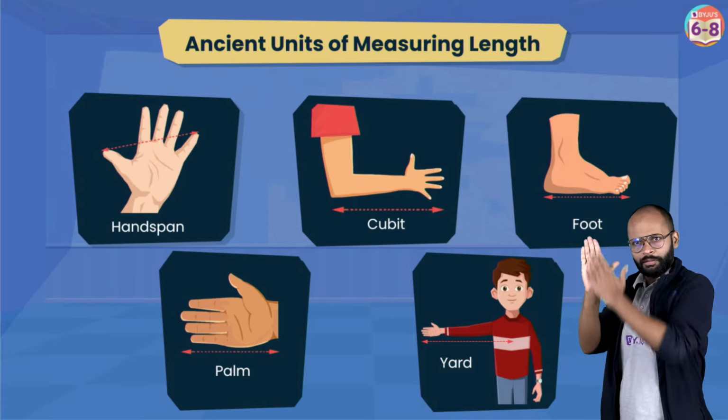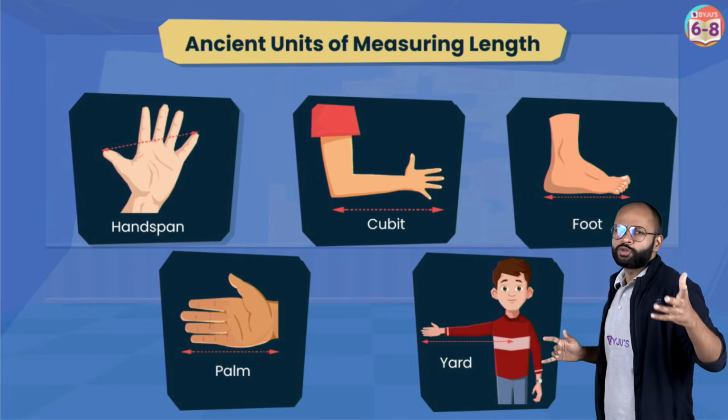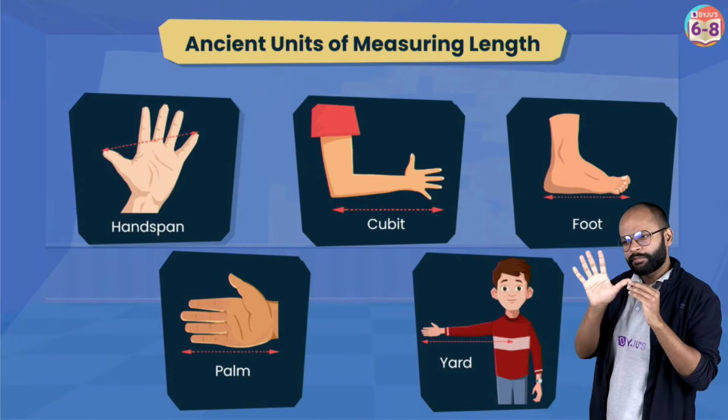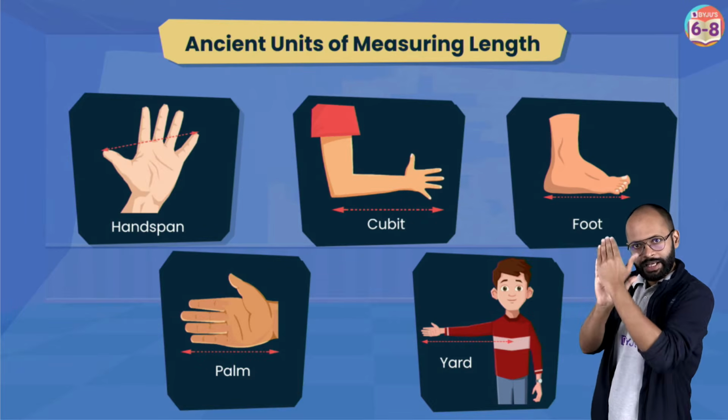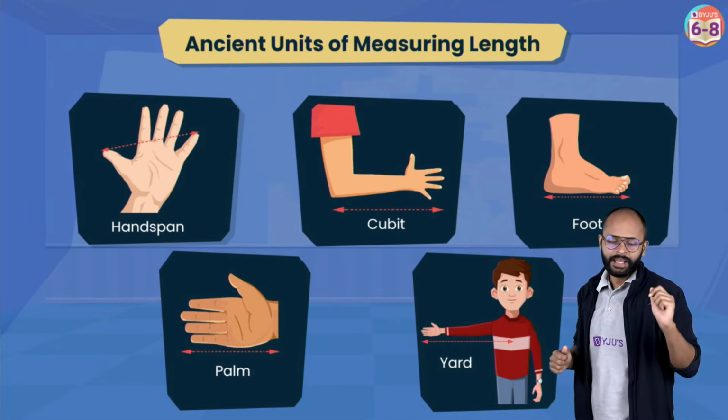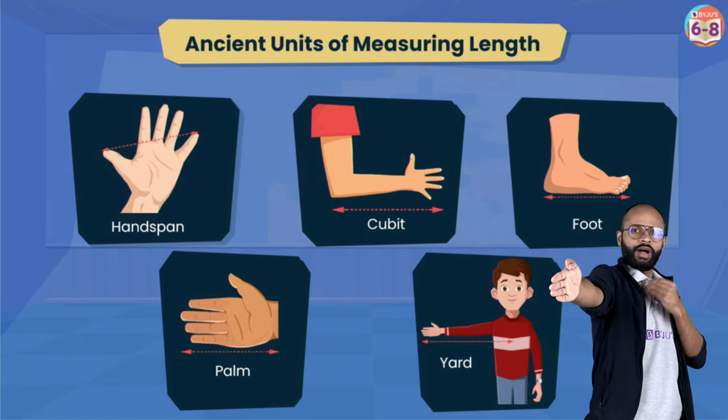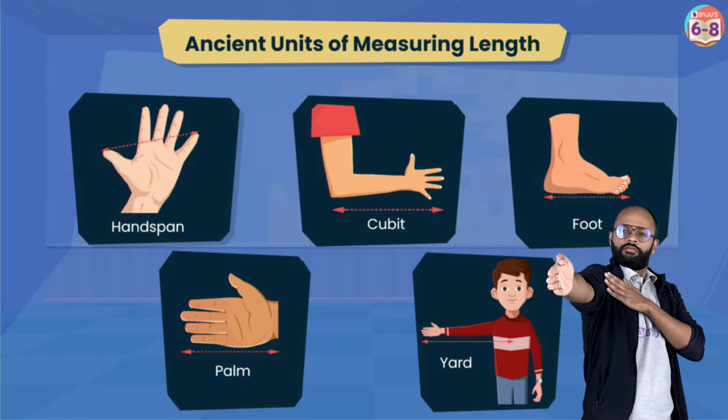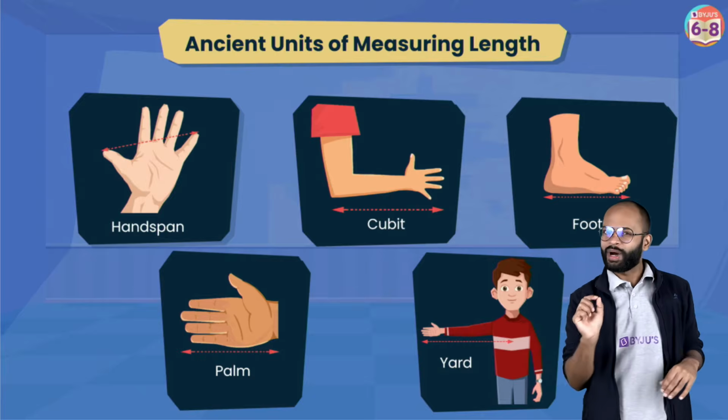Palm, your palm. People sometimes get confused between handspan and palm. भाई handspan यहाँ से लेके यहाँ तक है, palm यहाँ से लेके यहाँ तक है. ठीक है? That is the difference. Yard, stretch your arm from your shoulder to your tip of your finger. That is your 1 yard.